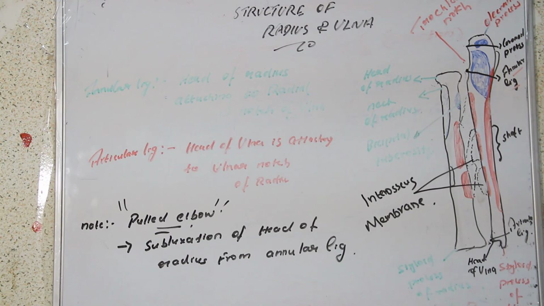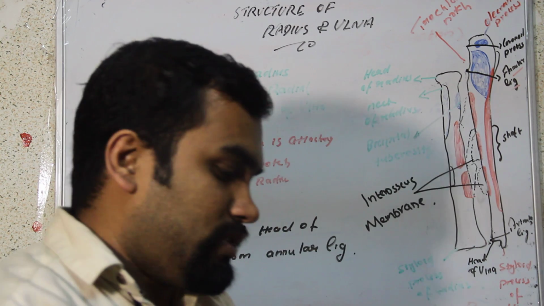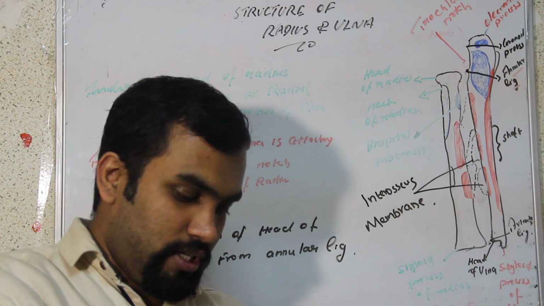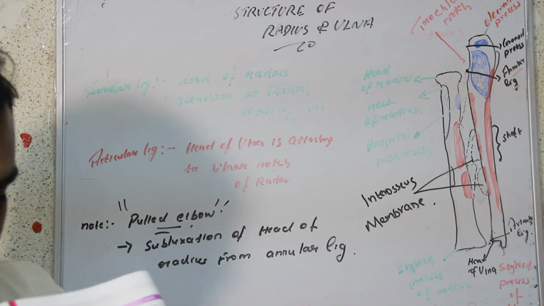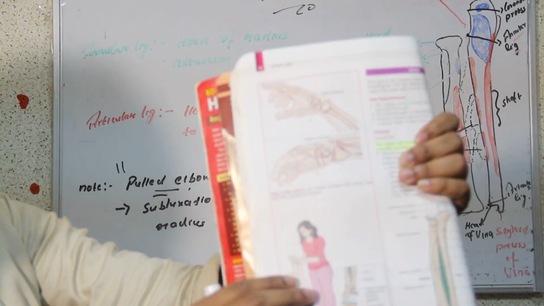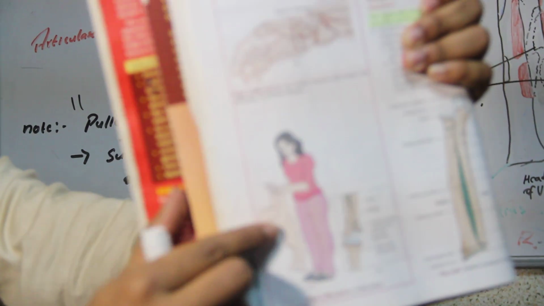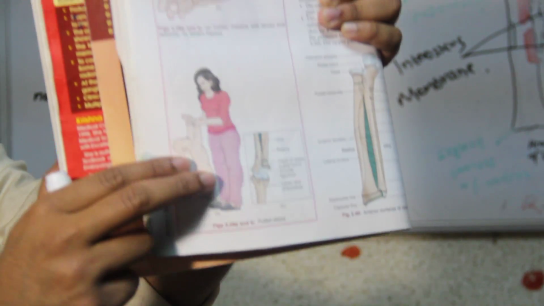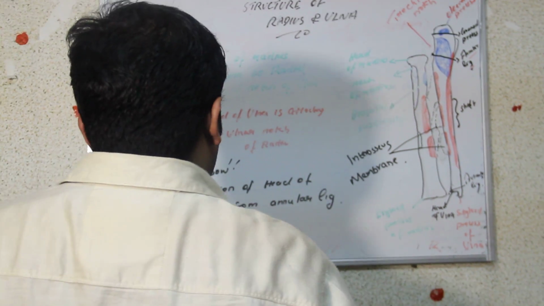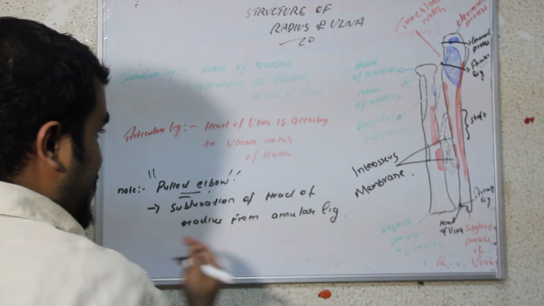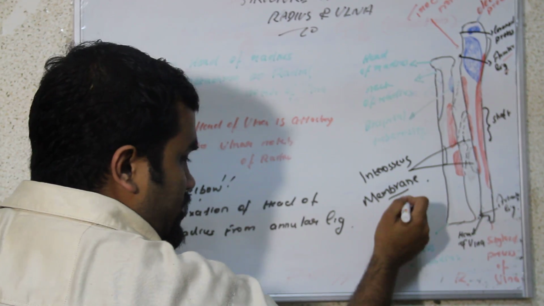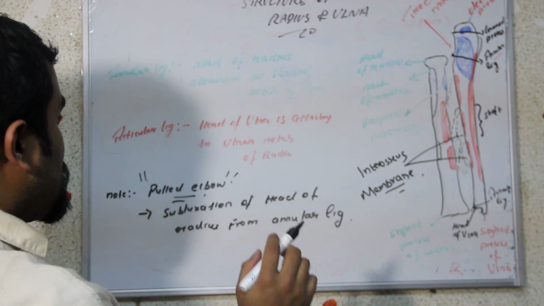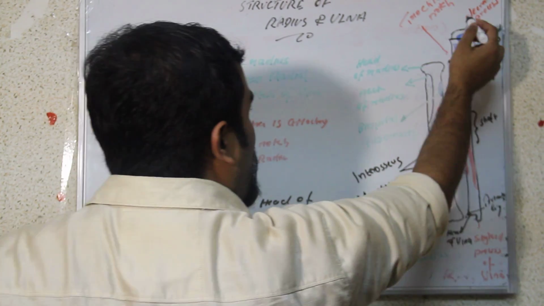You can see it easily here, it is clearly given in BD Chaurasia. See, this is the pulled elbow: a mother pulling the baby's hand can cause pulled elbow. So it is clinically very important. Now, I told you what the interosseous membrane is, the connection between two bones, right? And there is one more clinical condition of importance, olecranon bursitis.